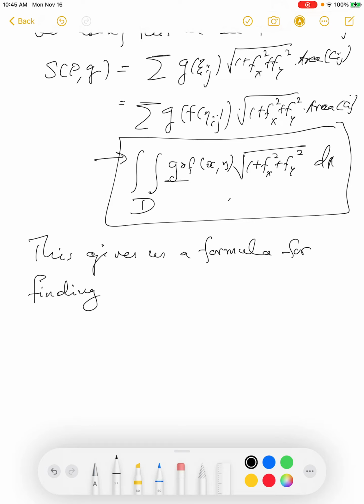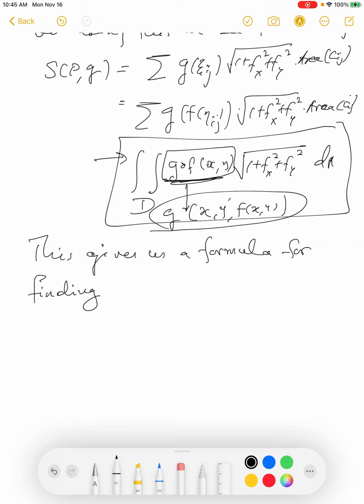So in other words, this has to be interpreted as g of xy f of xy, because your z is f of xy. So when I say G composition F, what I mean is this. So this gives you a formula for finding the surface integral.